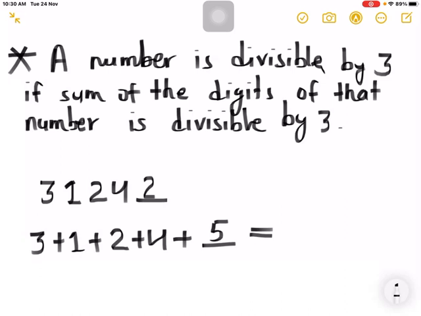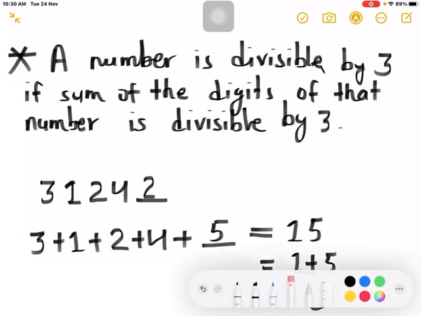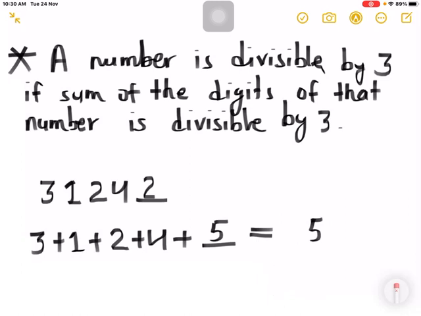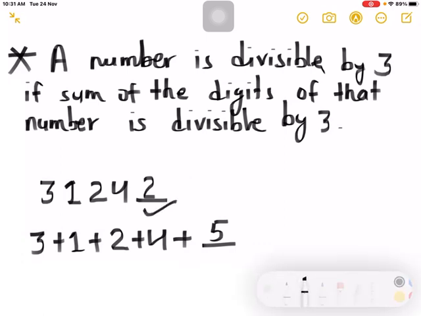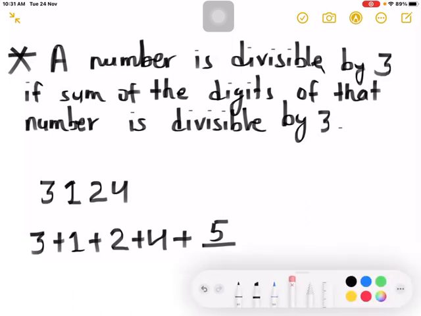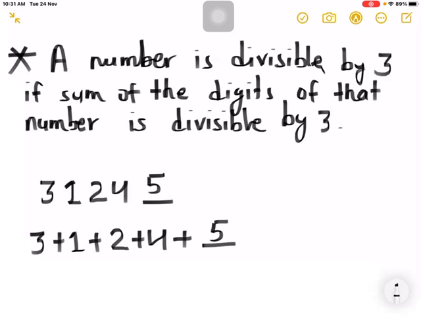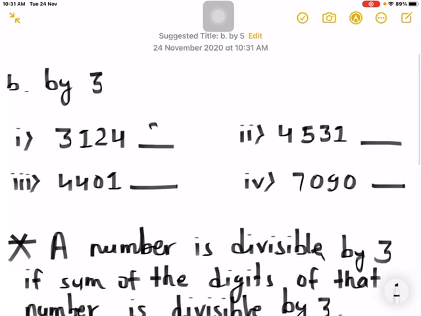Here the sum is 15, which means 1 plus 5, it is 6. 6 is divisible by 3, so you can add 5 also here, okay? If you write 2 also, it will be correct, or in place of 2 if you write 5, then it will also be correct. So our appropriate number will be 2 or 5, okay? You can write 5 also, no matter.